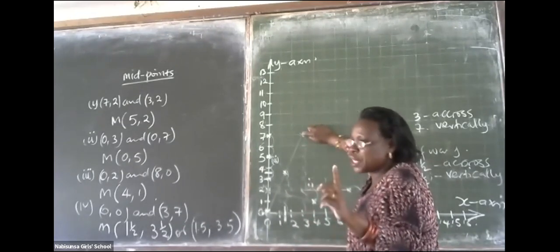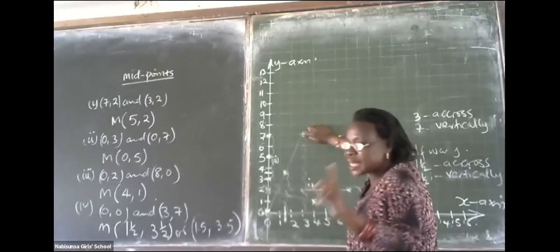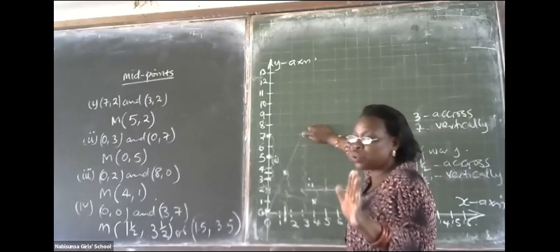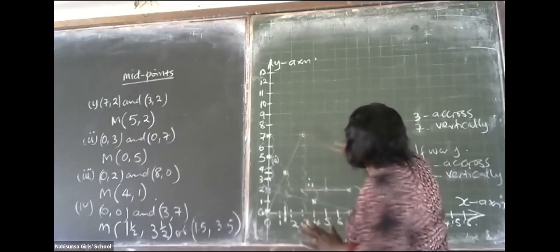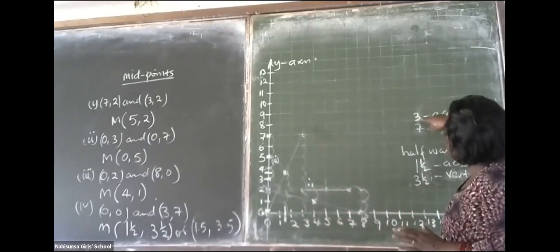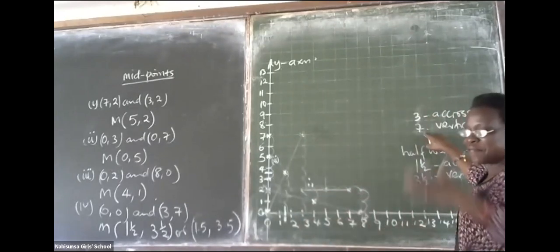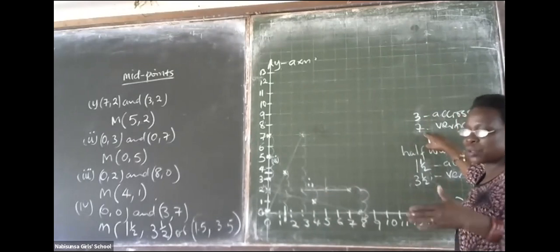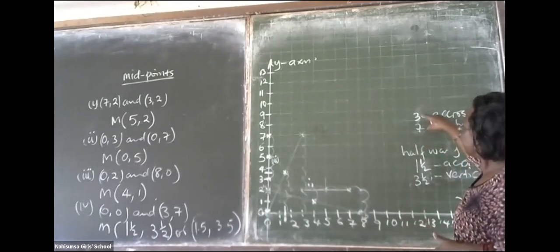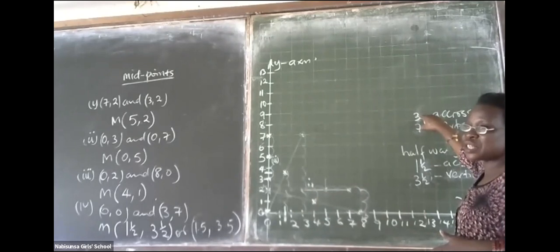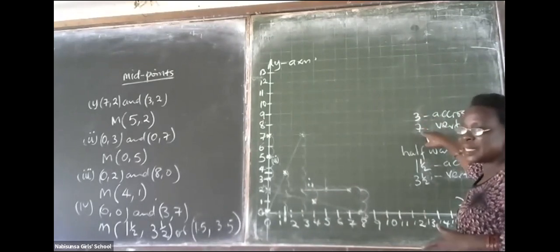Now, the midpoint is the point that divides our line segment into 2 equal parts. We had 3 steps across and 7 steps vertically. How do we get the midpoint? We divide the steps moved across by 2, and we divide the steps moved vertically by 2.